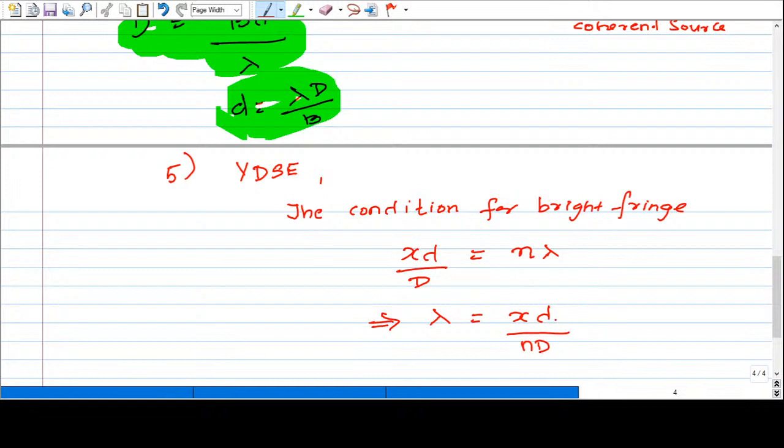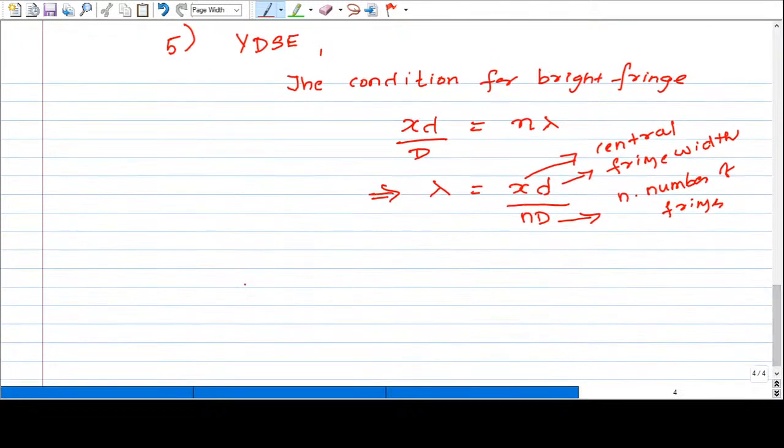You know what is d? Small d is the distance between the two coherent sources. What is capital D? The distance between the source and the screen. x is called the central fringe width. n is called the number of fringes. So this is the first formula, for bright fringe. So let us go for formula number 6.